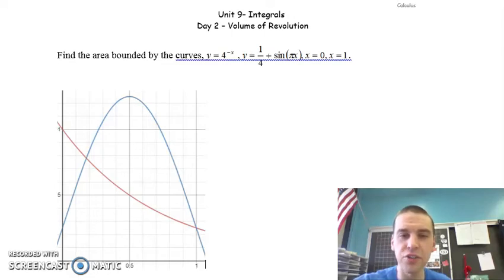We're going to look at volume of revolution, the idea that you have two curves and it's revolved into a three-dimensional shape around a certain axis. But before we get to that, I just want to look at this beginning question here.